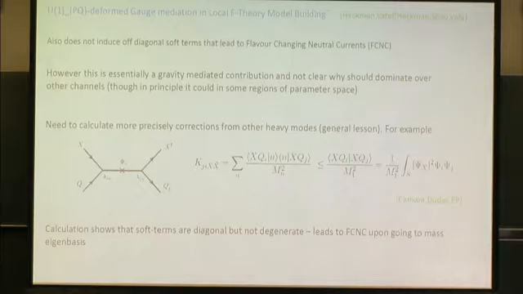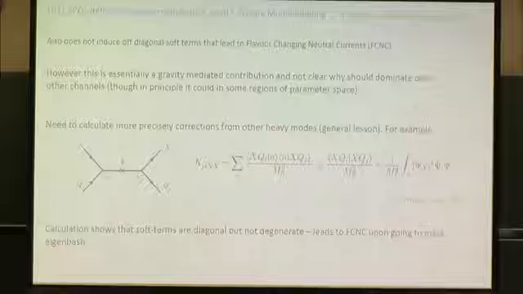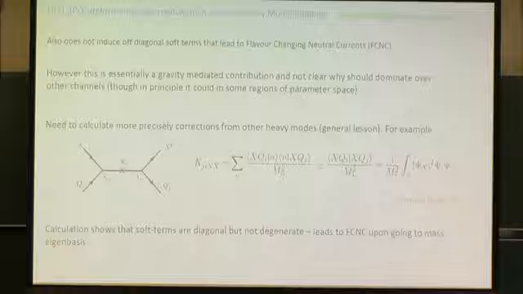Even if at the tree level you find some nice flavor structure, it's not clear why this should persist once you include other modes that lie at the gravity scale. That's the problem with gravity mediation and flavor changing currents. And one then needs to do a calculation. One thing that's been done is to calculate corrections to this scenario from other heavy modes in your theory, which are no lighter than this U1, also at the string scale. So there are other string scale modes in your theory.